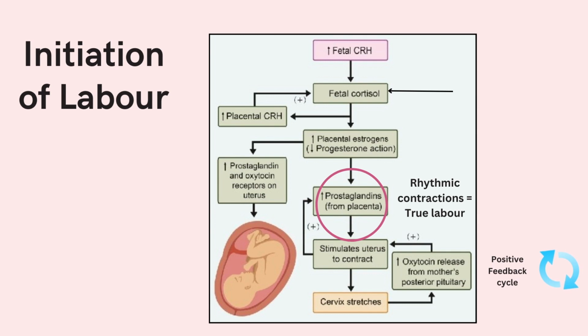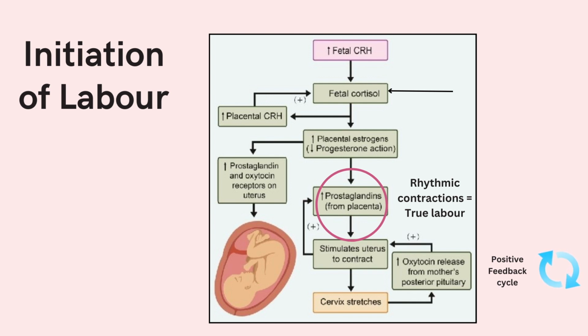We talked about false labor, but what leads to true labor? Well, an increase in the prostaglandins released from the placenta itself is the one that's going to lead to rhythmic contractions or true labor, essentially. And this will therefore stimulate the uterus to contract. If the uterus is stimulated to contract, this will lead to the cervix to stretch. And then with the cervix stretching, it will cause an increase of the oxytocin released from the mother's posterior pituitary. Because basically, the hypothalamus is going to be alarmed that the cervix is being stretched, which is going to send signals to the posterior pituitary to release the oxytocin.